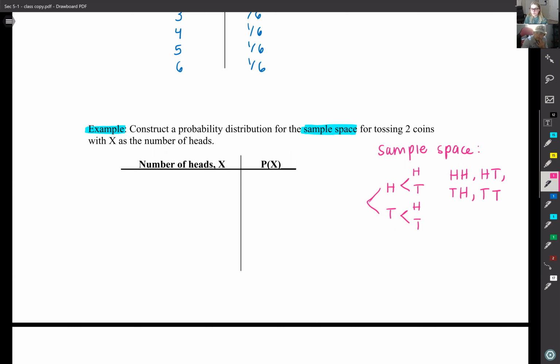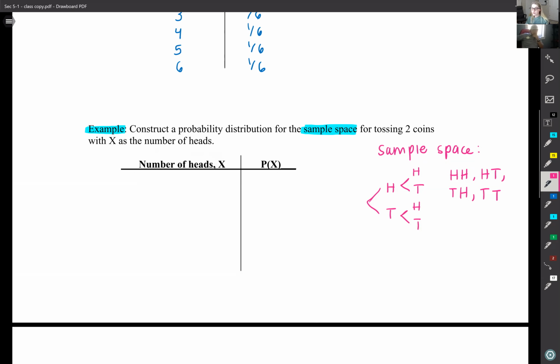Okay, so that's the sample space for tossing 2 coins. Those are all the possibilities that could occur. Obviously, we're ignoring if something lands on its side. We're just assuming a coin isn't going to land perfectly on its side. So now let's go ahead and make this probability distribution.